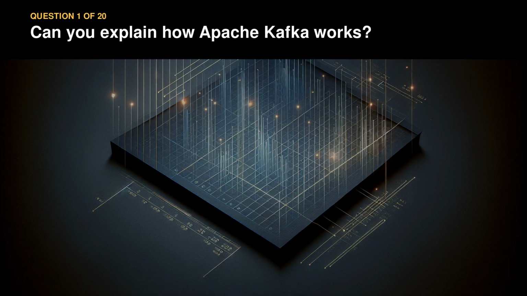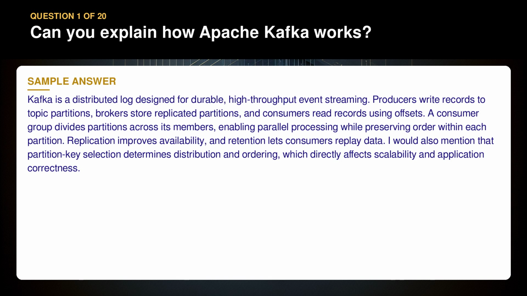Question 1. Can you explain how Apache Kafka works? Kafka is a distributed log designed for durable, high-throughput event streaming. Producers write records to topic partitions, brokers store replicated partitions, and consumers read records using offsets. A consumer group divides partitions across its members, enabling parallel processing while preserving order within each partition. Replication improves availability, and retention lets consumers replay data.